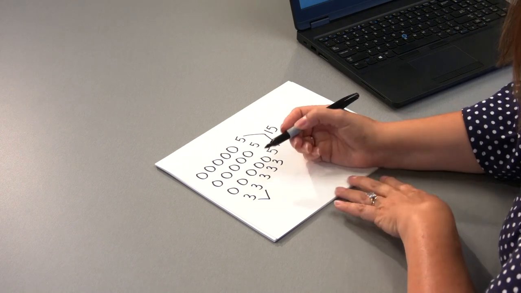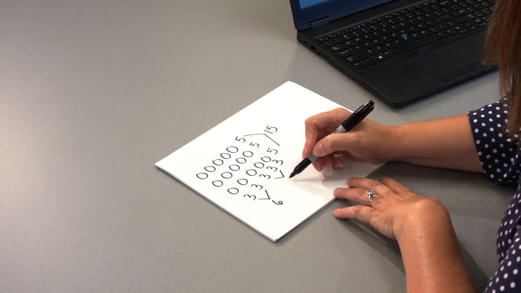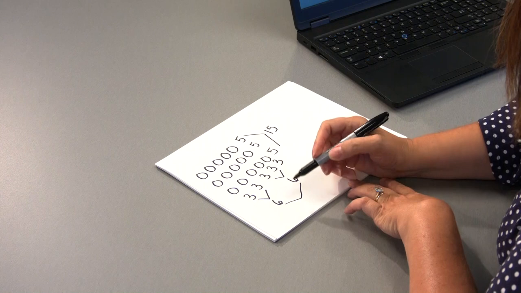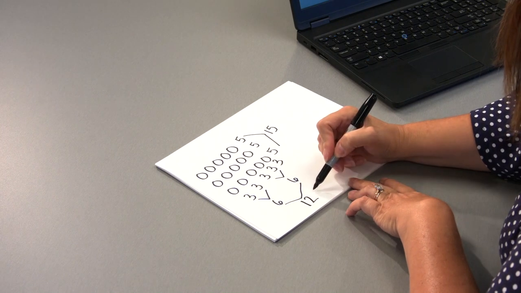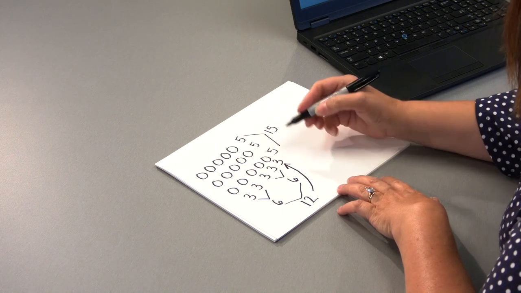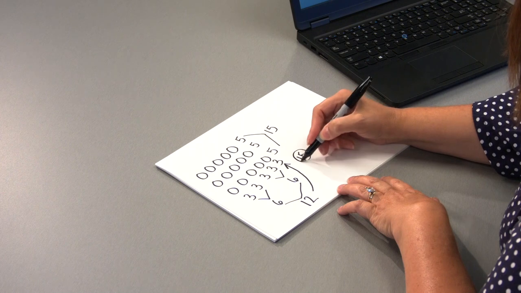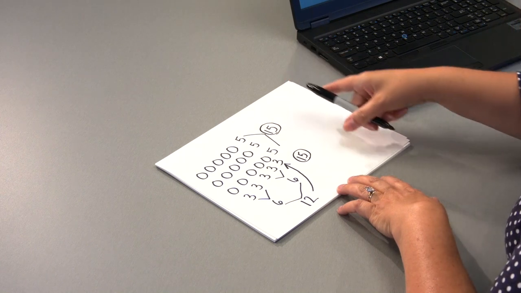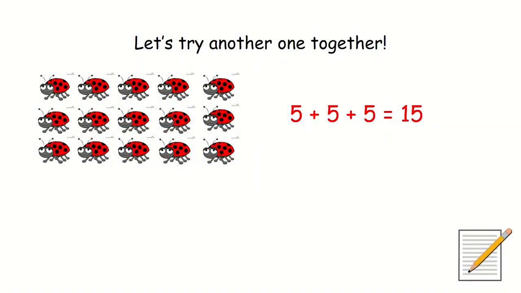We're going to use double facts here. And 6 plus 6 is equal to 12. But don't forget, we have to add up our last digit, which is 3, for a sum of 15. Again, our sum is the same, but let's take a look at our equations. For our rows, we have 5 plus 5 plus 5 equals 15. Or for our columns, we have 3 plus 3 plus 3 plus 3 plus 3 is equal to 15.